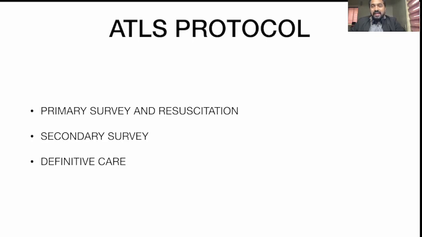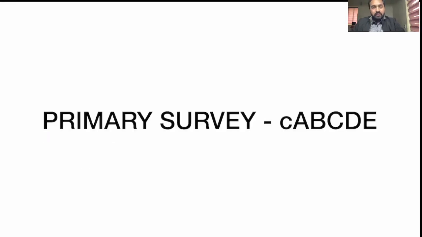So we follow the ATLS protocol, which is the Advanced Trauma Life Support Protocol, and it includes your primary survey, secondary survey, and definitive care. So today we'll be limiting our discussion to primary survey of the patient. So what does the primary survey include? The primary survey includes the ABCDE, right? And I have included a small c over here. So what is the c? We shall be discussing this.